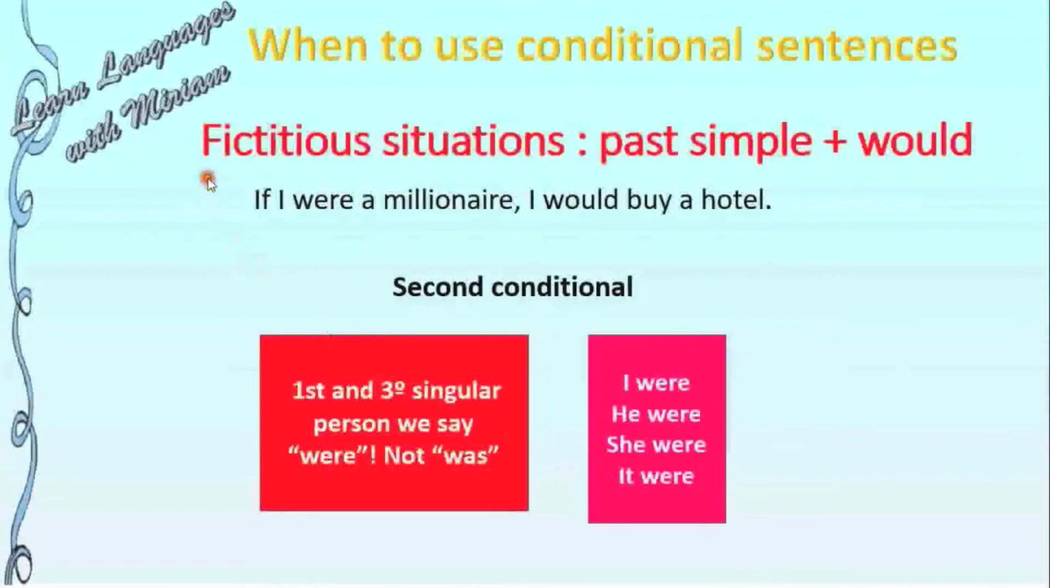For what else? For fictitious situations. I give you an example. If I were a millionaire, I would buy a hotel. So here what are we using? Past simple plus would. This is the second conditional. Please be careful here. For first and third singular person, we say were, not was. So here we are going to use I were, he were, she were, and it were for these fictitious situations.